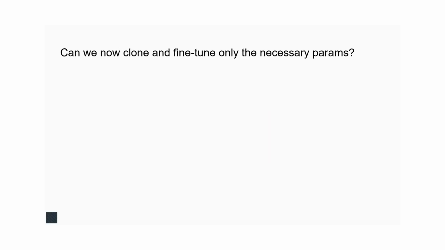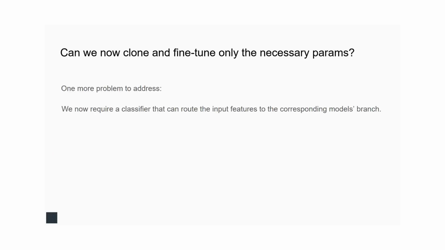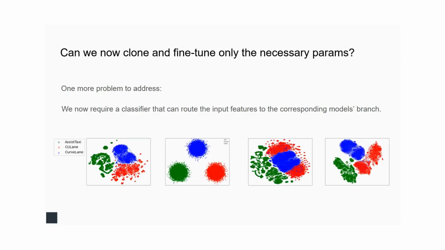So once we identified that, can we now just clone and fine-tune only the necessary components? Well, yes, but there's still one more problem to address. We now require a classifier that can route the input features to the corresponding model's branch. So as we see here, the features in the leftmost image are entangled. And to disentangle them, we basically train a classification model using supervised contrastive loss, which clusters them nicely.